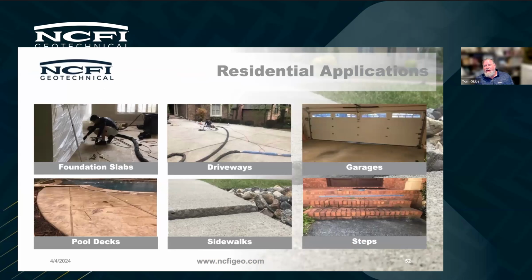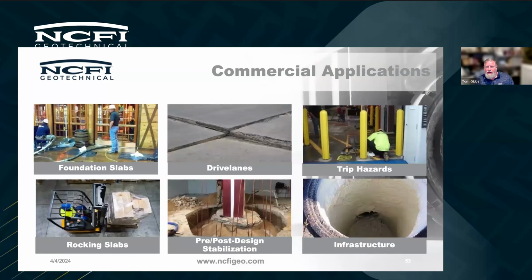So the different types of applications that contractors are using these products for in the residential market: foundation slabs, driveways, garage slabs, pool decks, sidewalks, and steps and porches or patios are all very popular residential type applications. The commercial applications range from foundation slabs to drive lanes, trip hazards, rocking slabs in warehouses, pre or post design stabilization for increased loads, and then infrastructure repair.